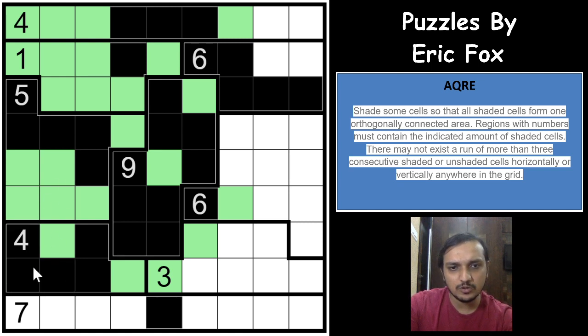So this cannot be shaded now, because to come out you will have 5 shaded cells. So this will be unshaded and this will be shaded. Superb.